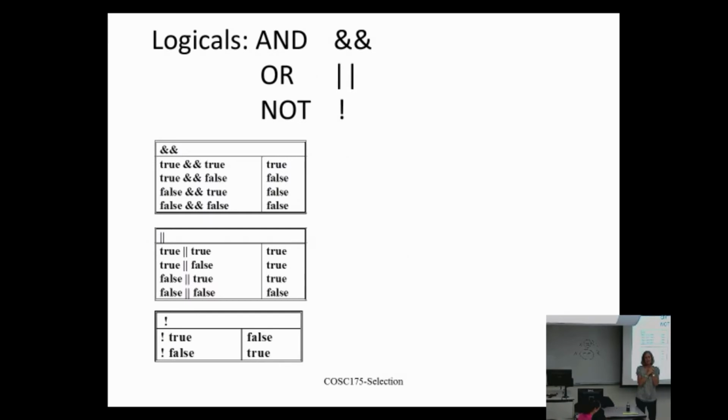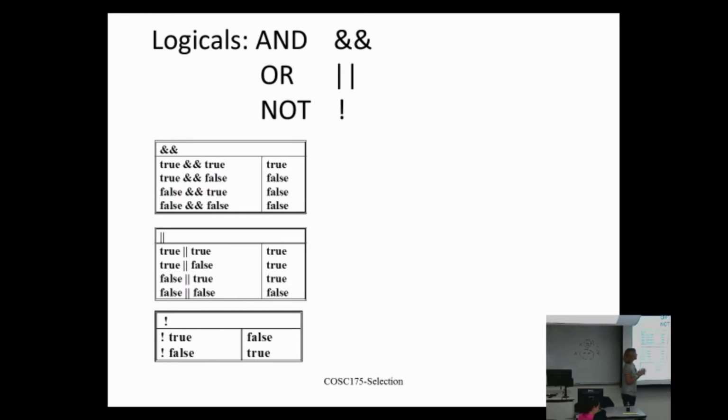Now, what if we have a true in an and? Can we short-circuit that? No, because what could come next? A false, which would make it false, or a true, which could make it true. So one true is not enough information to short-circuit. You following me? Now, what about the or?